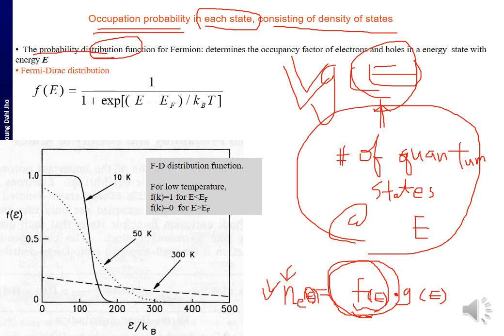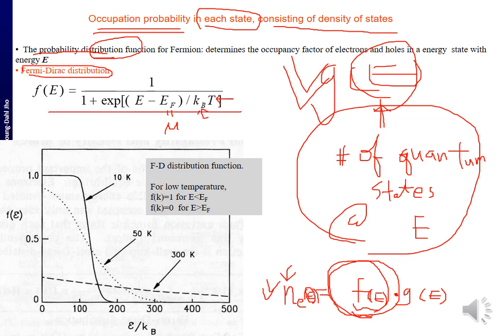So it determines the occupancy factor of electrons and holes in an energy state with energy E. It is called the Fermi-Dirac distribution function. F(E) is equal to 1 over 1 plus exponential function, and the exponent is E minus EF over kBT. EF is the Fermi energy. Sometimes we describe it as mu, chemical potential. And kB, Boltzmann constant. T, temperature.